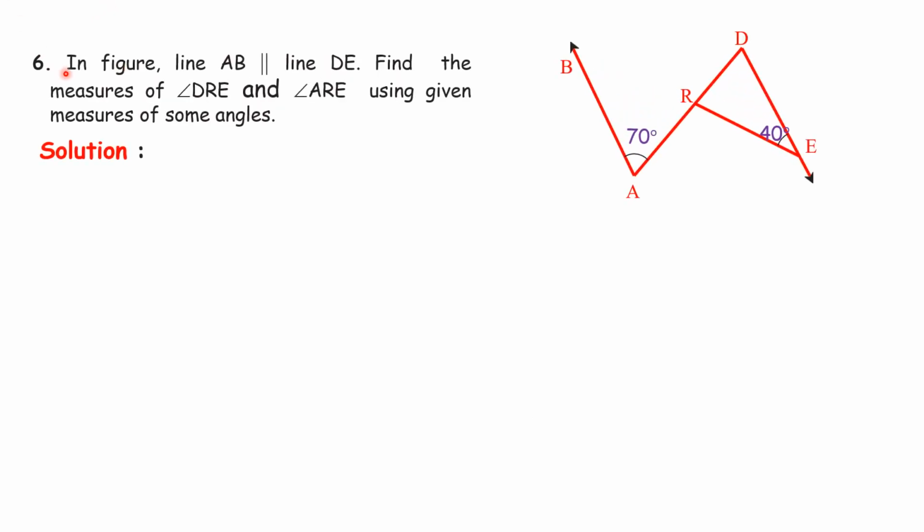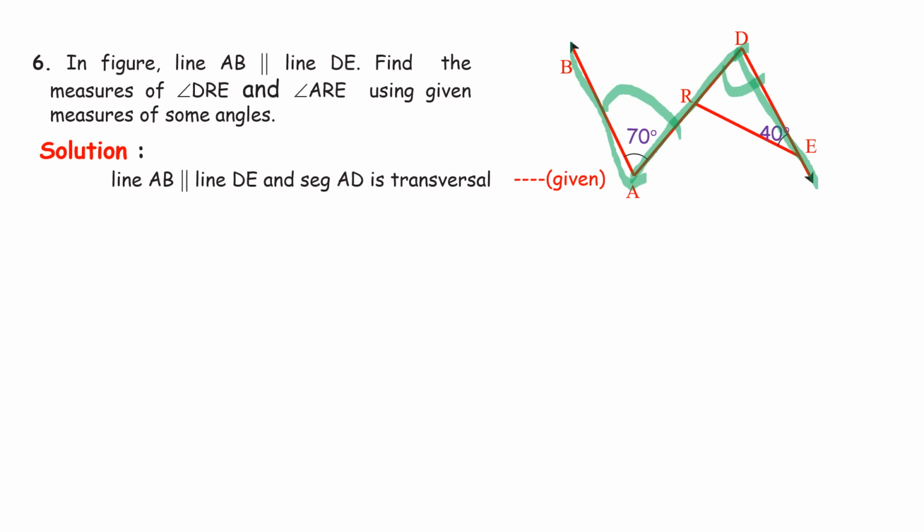Sixth example. In figure, line AB parallel line DE. Find the measure of angle DRE, means this angle, and angle ARE means this angle. Now here what is given part? This AB is parallel to DE and we take this as a transversal, then this angle is congruent to this, alternate angles. Write down solution.